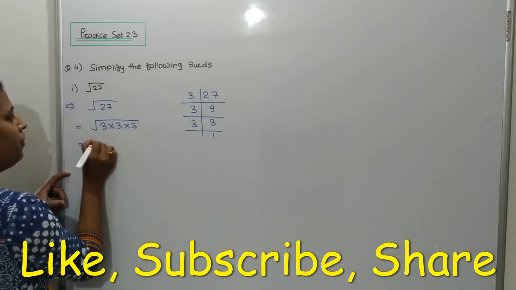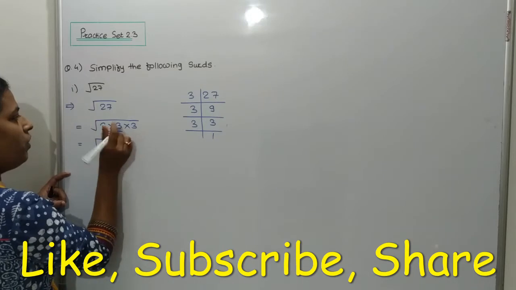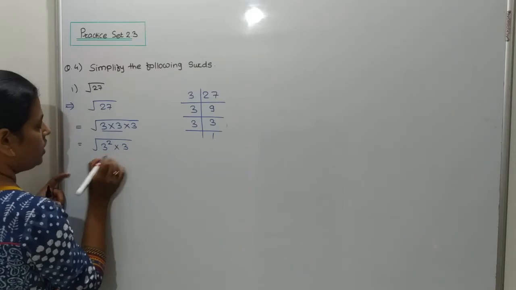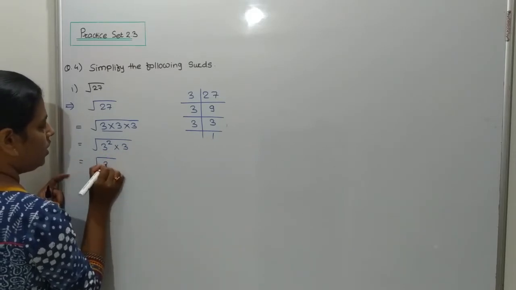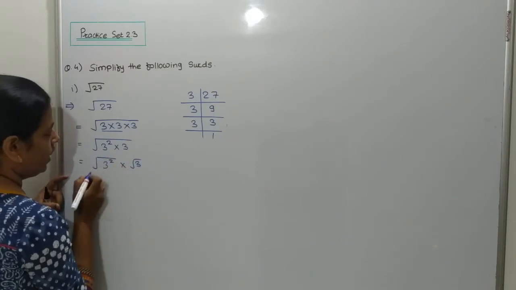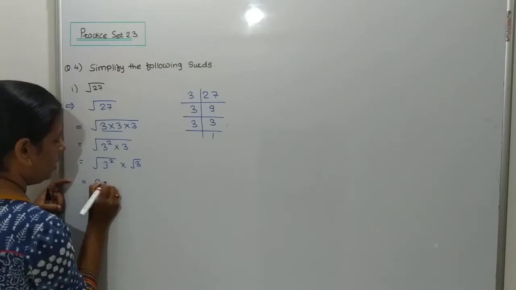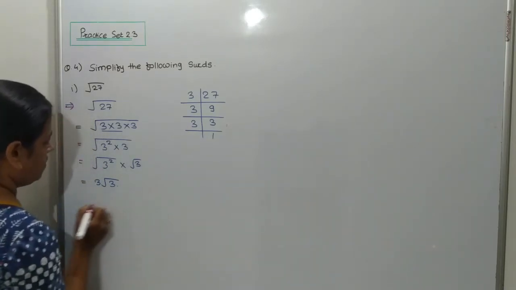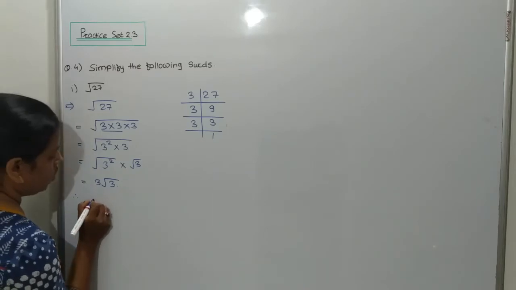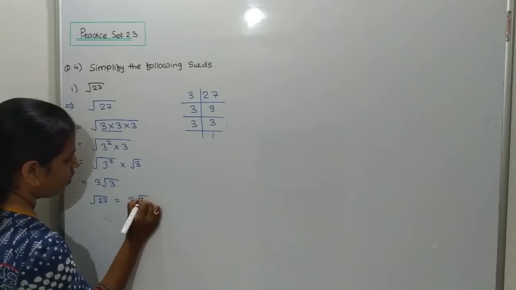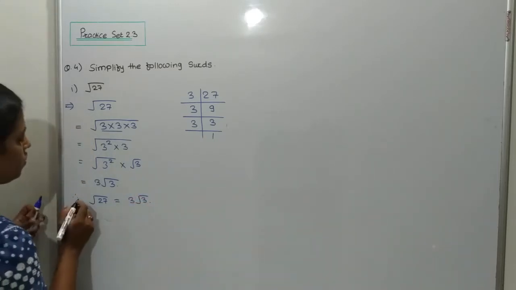We have to take a pair because we have to calculate the square root. That is 3 raised to 2 multiplied by 3. Then separate the square root sign: root of 3 raised to 2 multiplied by root 3. So this square and this square root get cancelled. Then what we get here is 3 root 3. Therefore, root 27 is equal to 3 root 3. This is your answer of the first question.